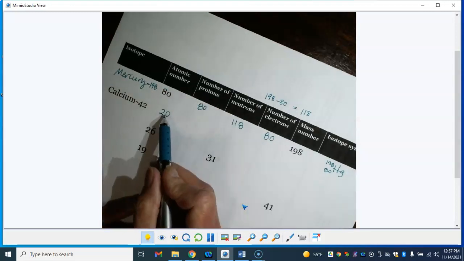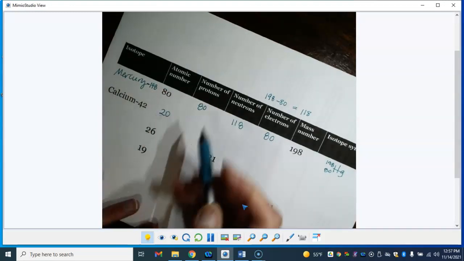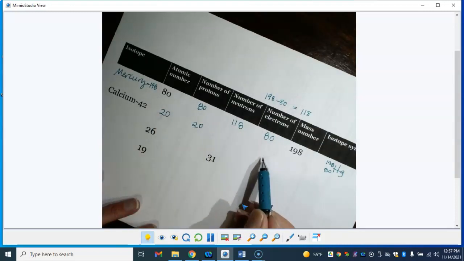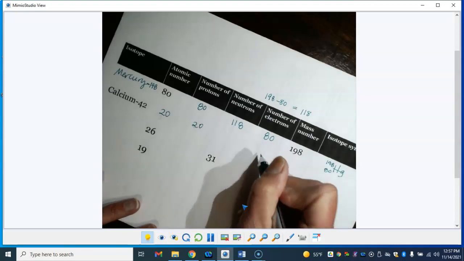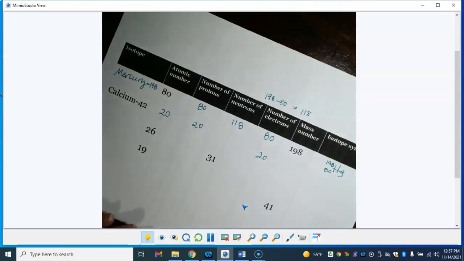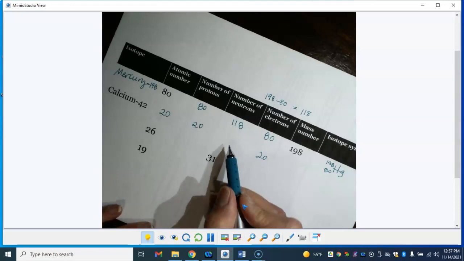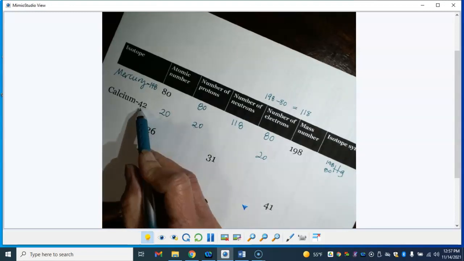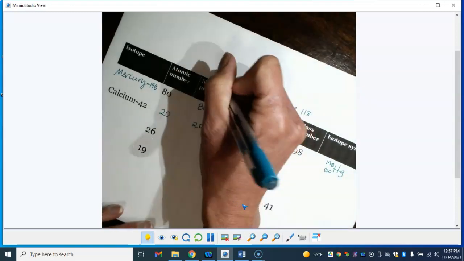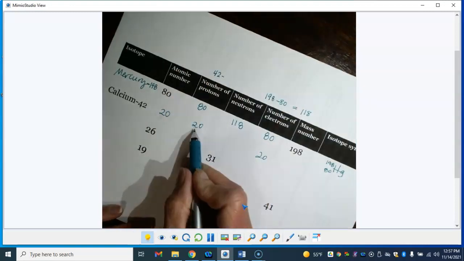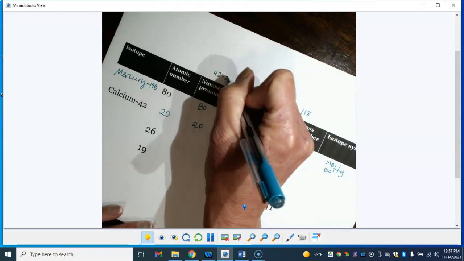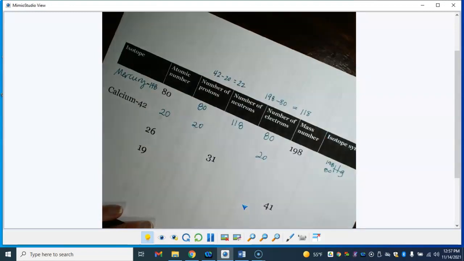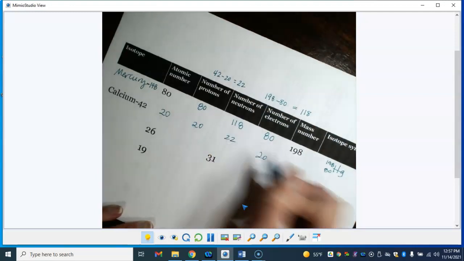If I know that the atomic number is 20, I also know the number of protons is 20. If I know the number of protons, I automatically know the number of electrons, so I'm just going to fill that in. Now I'm going to calculate the number of neutrons. I'm going to take my mass number, which they give me, 42, and subtract my atomic number, which is 20. That will give me 22 neutrons.